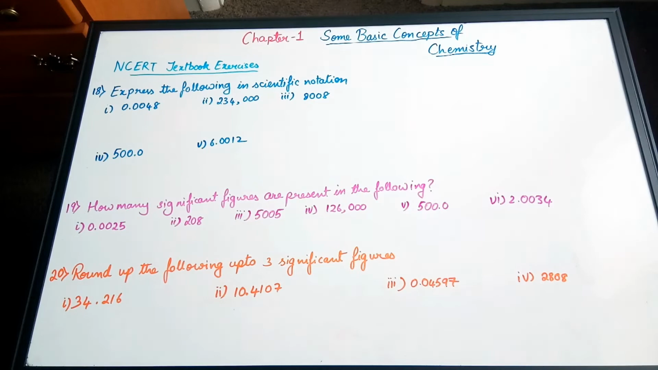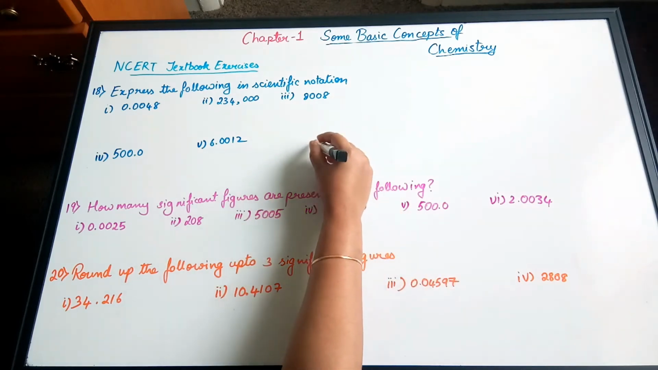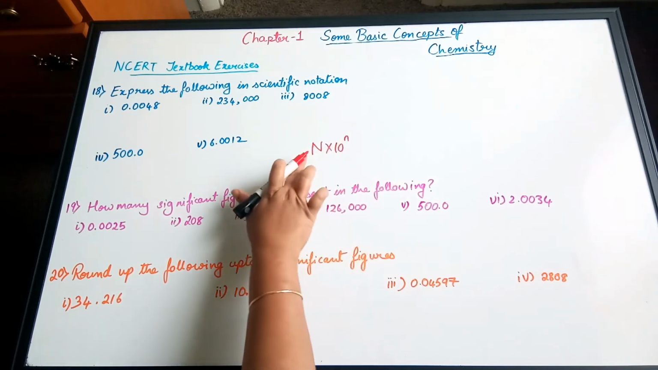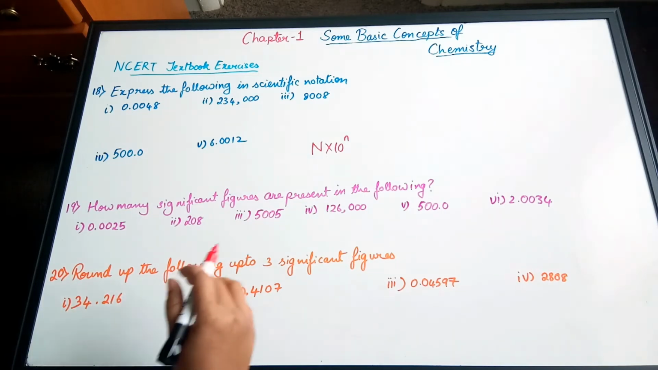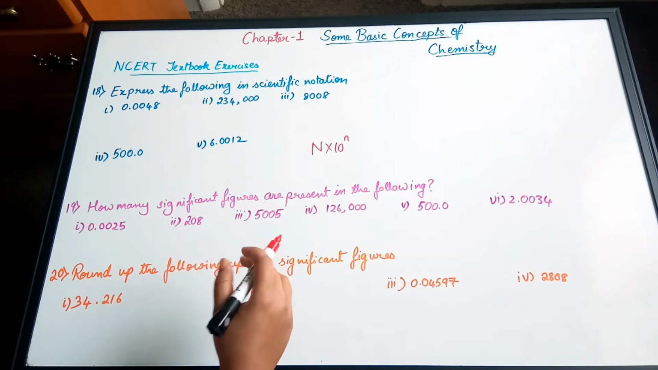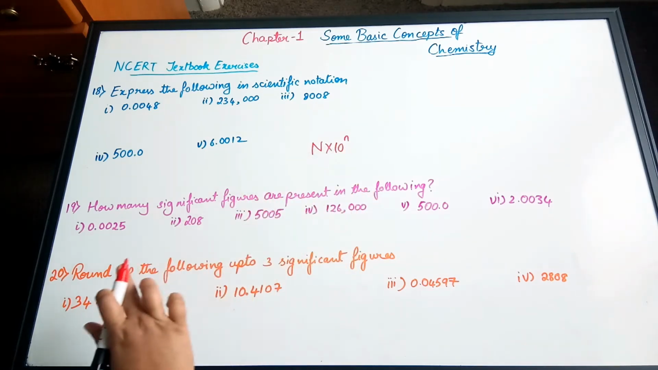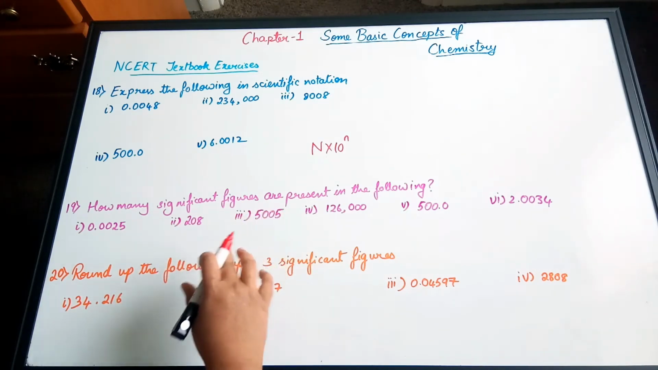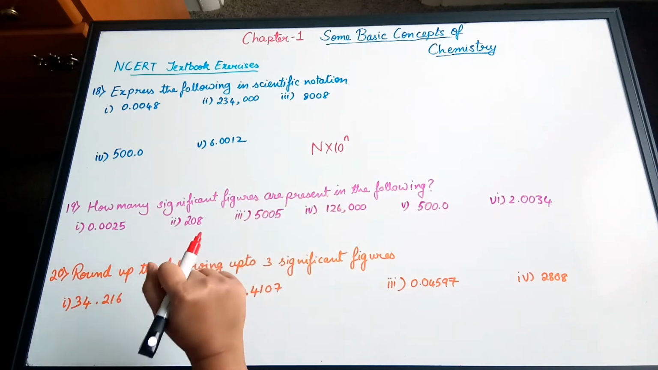Question number 18. Express the following in scientific notation. So scientific notation is N into 10 to the power n, where N is a number with a single non-zero digit before the decimal point, and n is the number of places the decimal point has to move. If it is a plus value, the decimal point moves to the left. When it's a minus value, the decimal point moves to the right.